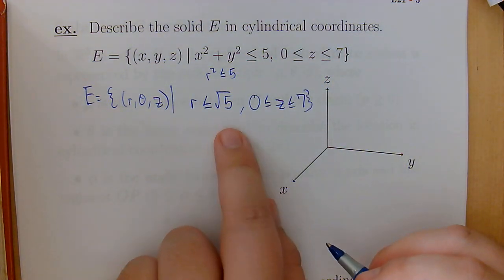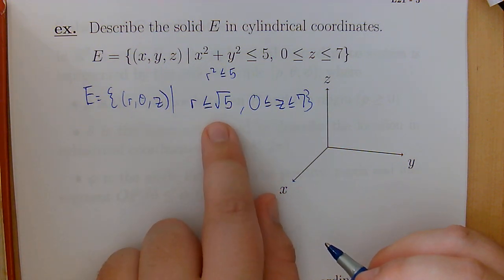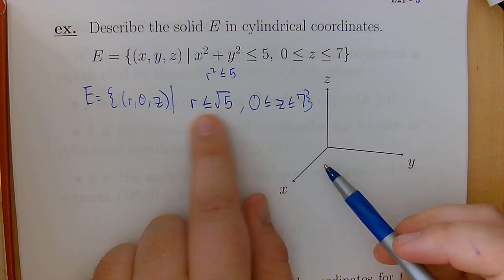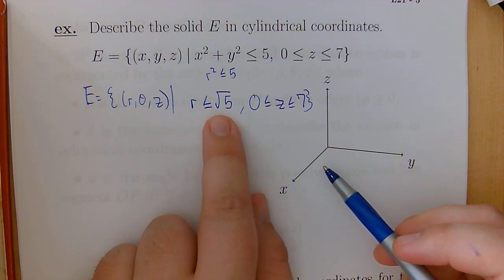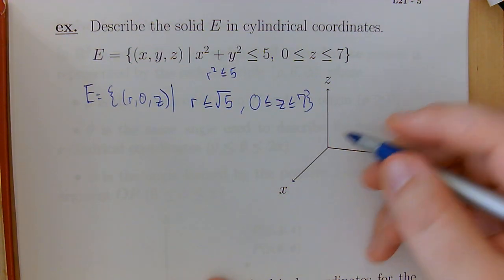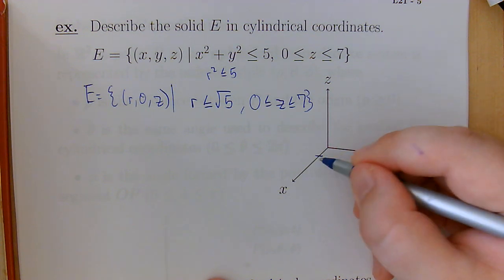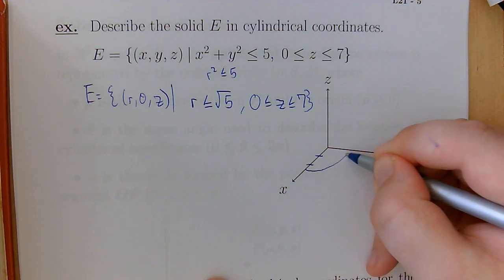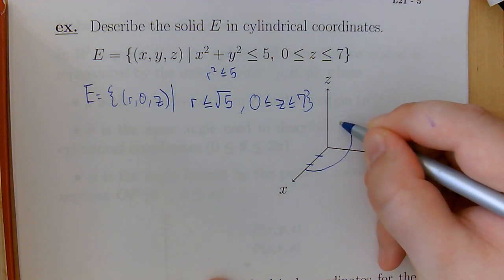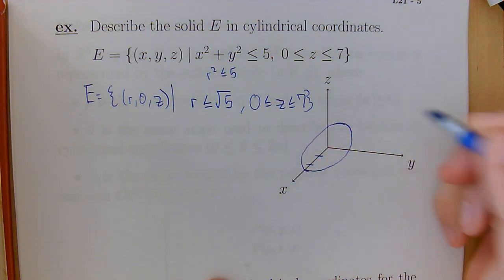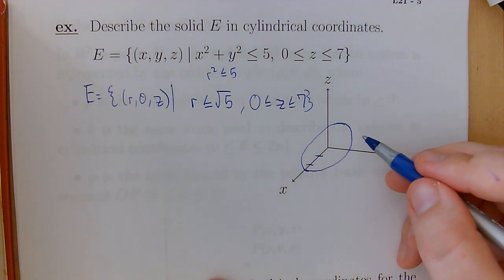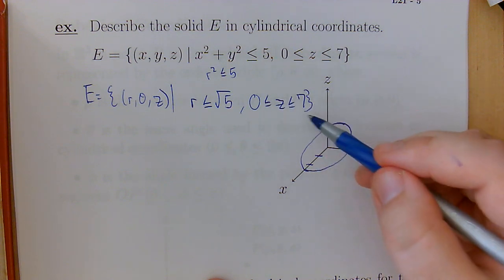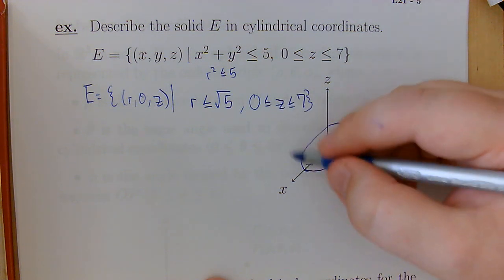So what is this set saying here? What is the set of points? It's the set of points where your x and y coordinates need to be within a circle of radius root 5 away from the origin. So if we look in the xy plane, let's say we have 1, 2, and then a little bit for root 5, we need to make sure that all of our points in the xy plane are in this circle right here. And then our height above that we can go is anywhere from 0 to 7.